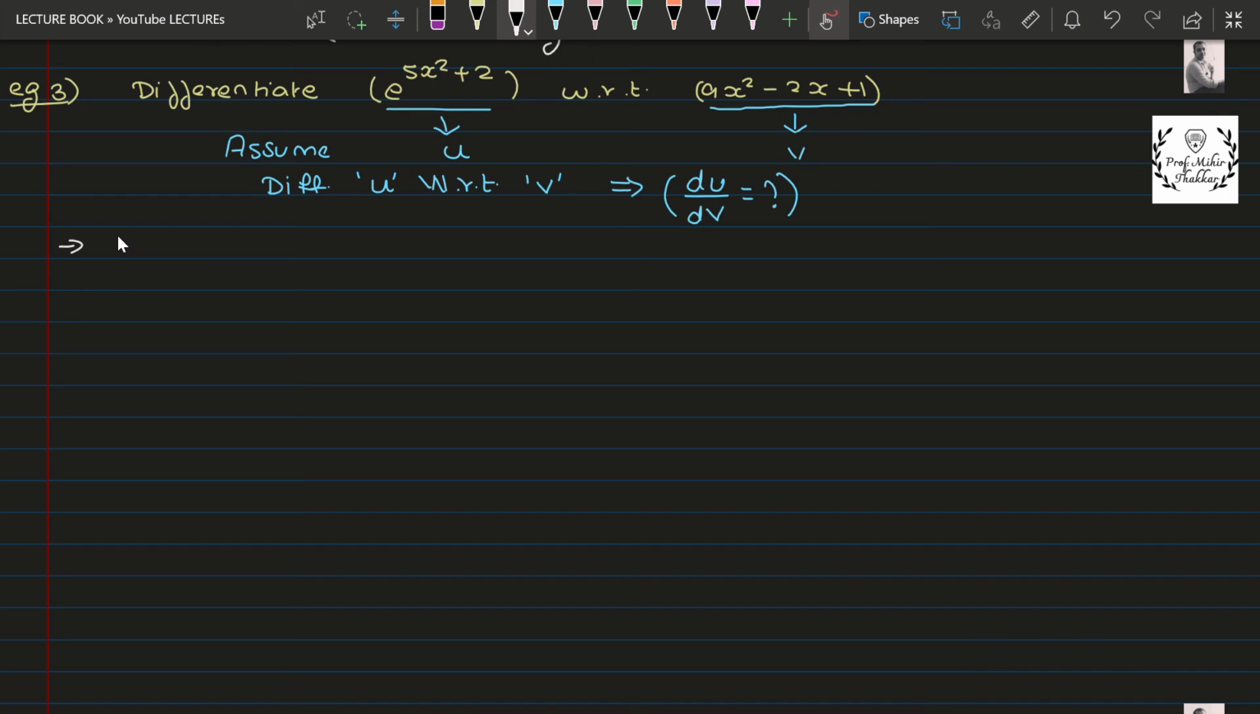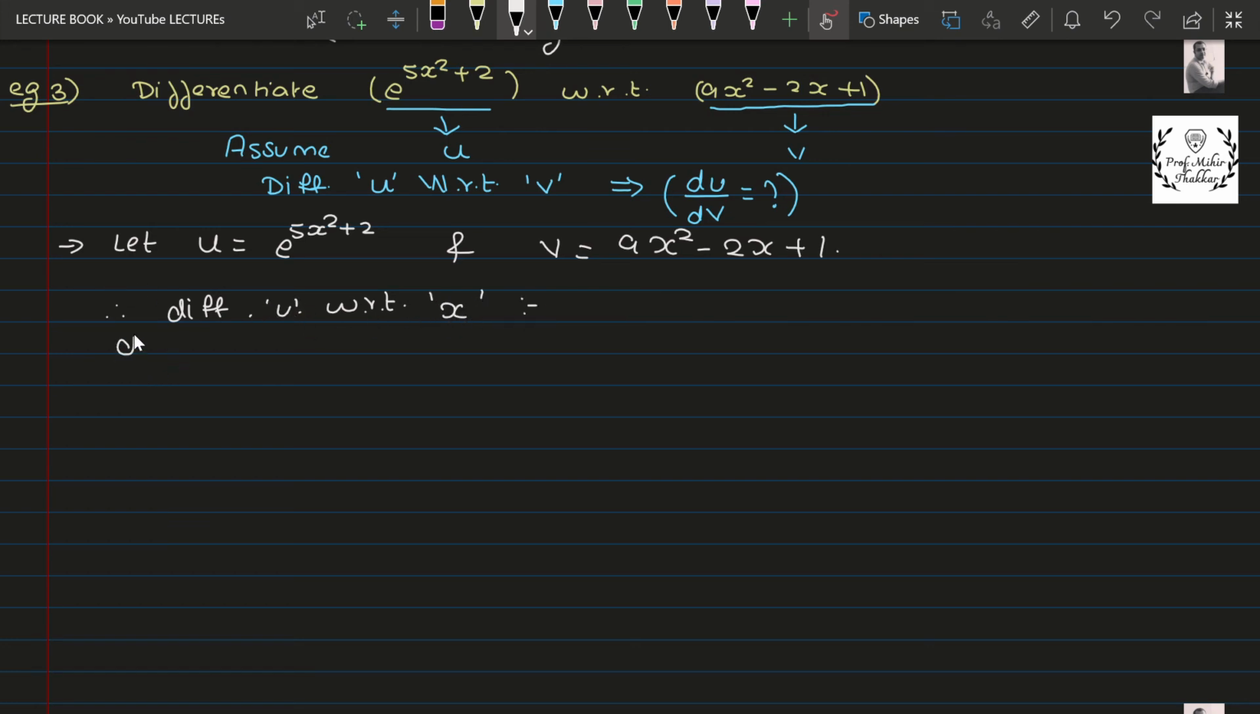I will say over here, let u is equal to e to the power 5x square plus 2 and v is equal to 9x square minus 2x plus 1. So yes guys, I get over here, therefore differentiating u with respect to, not v, sorry, with respect to x. So derivative of u is going to be du by dx.